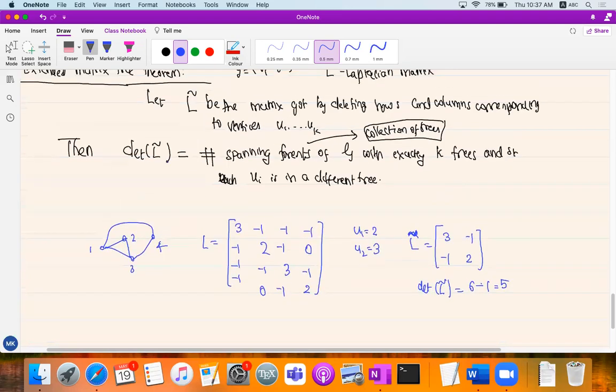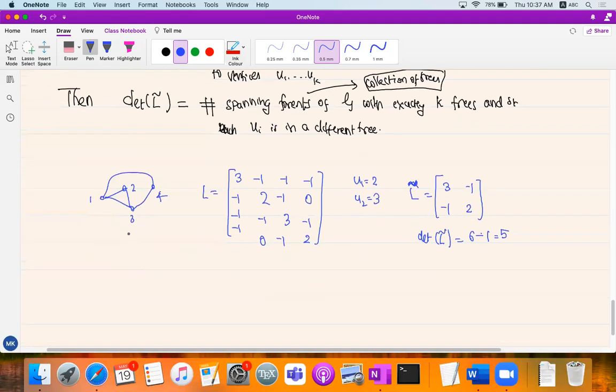Okay. So what is this counting? Here I'm saying it is counting the number of spanning forests with exactly 2 trees, such that each of these u_i is in a different tree. So let me write an example. What I want is not a single tree, but 2 trees. All the vertices have to be covered, but there have to be 2 trees. One tree should have the vertex 2, the other tree should have the vertex 3. So for example, 2 can be alone, and 3, or 2 and 1, and 3 and 4.